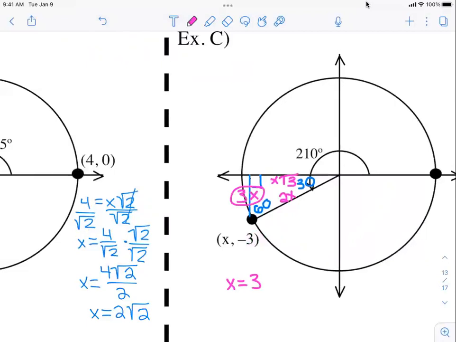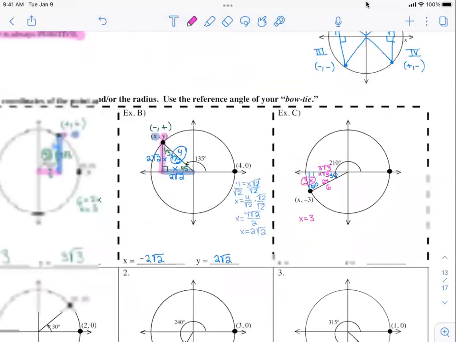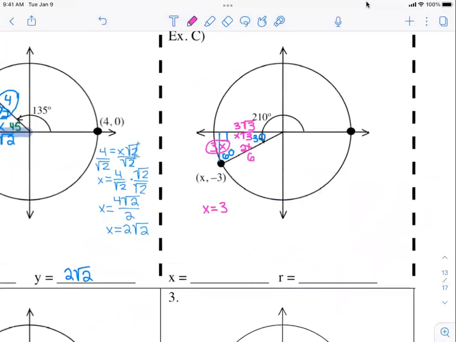And now I'm going to go ahead and plug that 3 back in. 2 times 3 is 6. And this is going to give us 3 root 3. And that's it. Not a lot of work for that problem. And I'm going to answer the question.